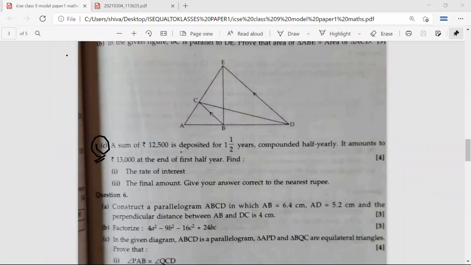A sum of 12,500 is deposited for 1.5 years, compounded half yearly. It amounts to 13,000 at the end of the first half year. Find the rate of interest. So how will we do this? We'll use the formula of amount.